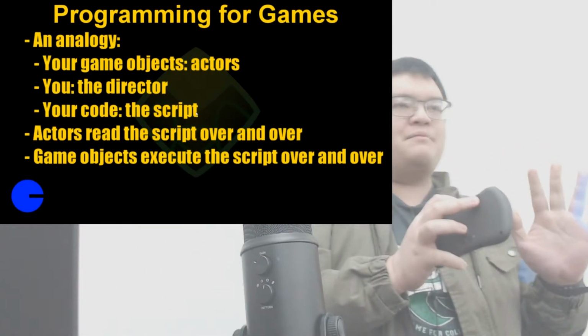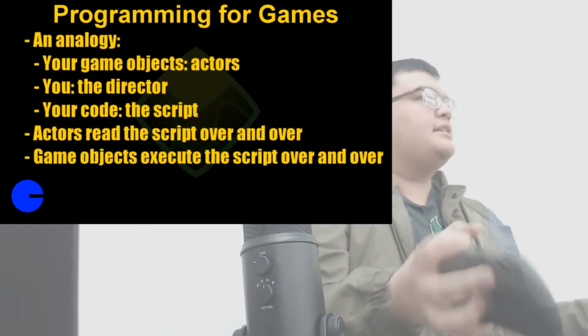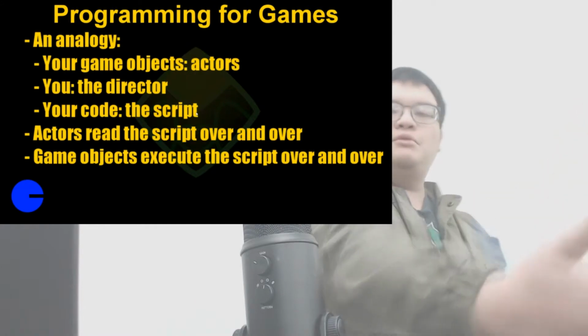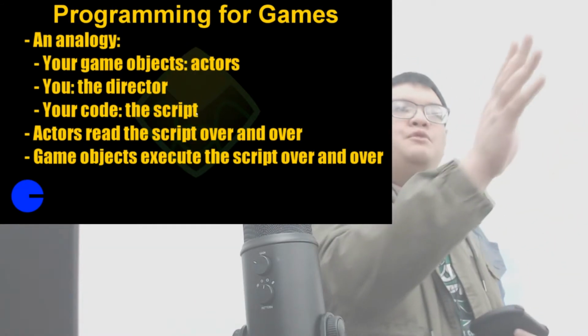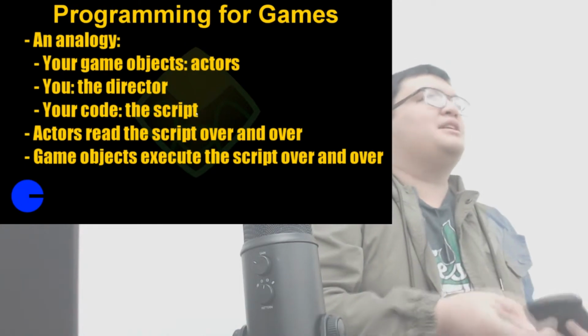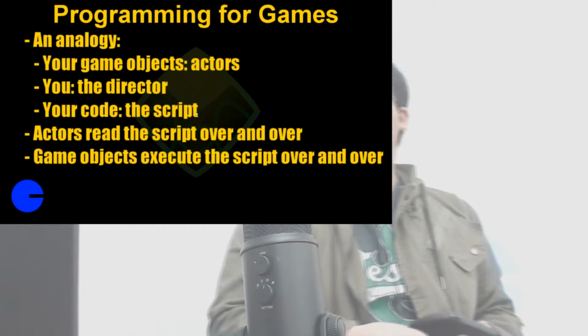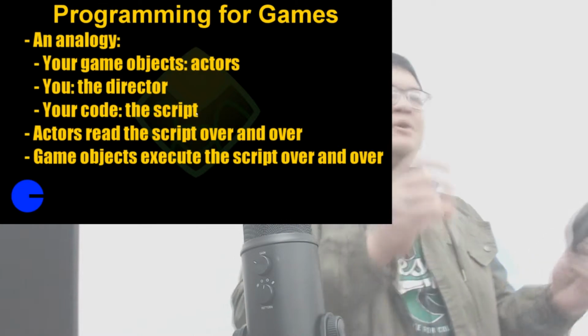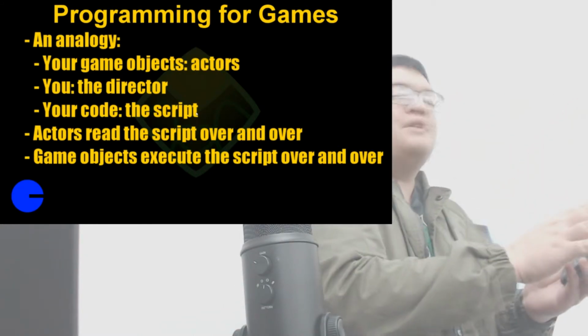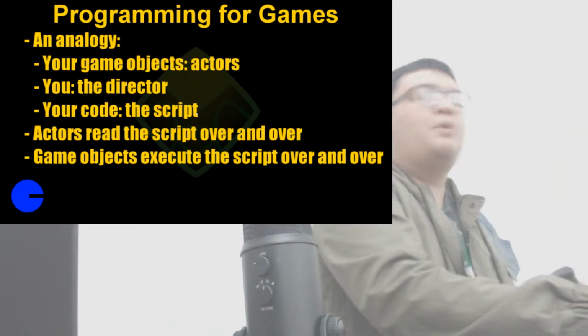So programming for games. Let's start with another analogy. I like analogies because they're a good way of relating something you don't know with something that you do know. So let's say you just got hired by, I don't know, 21st Century Fox or 20th Century Fox. I'm thinking of like Futurama or something. And you are now a director. Your game objects are the actors clamoring for the script, which is the code that you're going to give them.